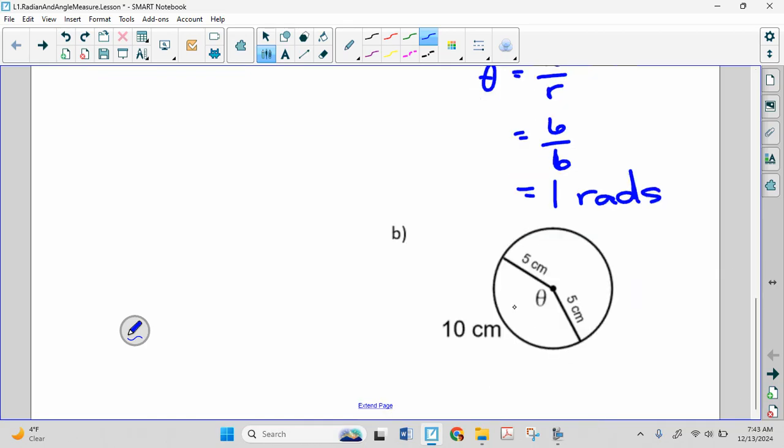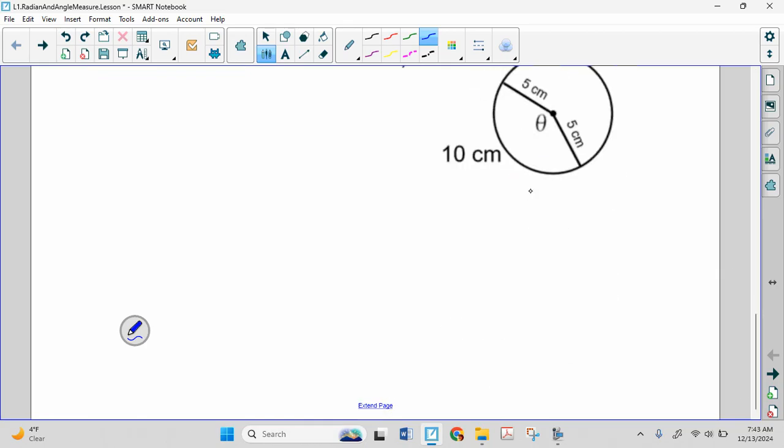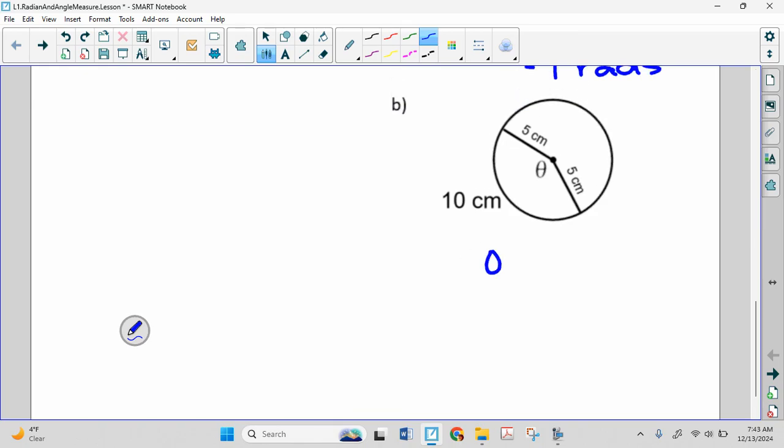Okay, let's try this one. So theta is arc length, which is 10, divided by radius, which is 5. Okay, that is 2 rads. And there's our first couple of examples.